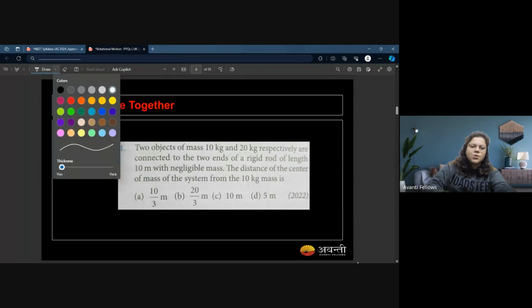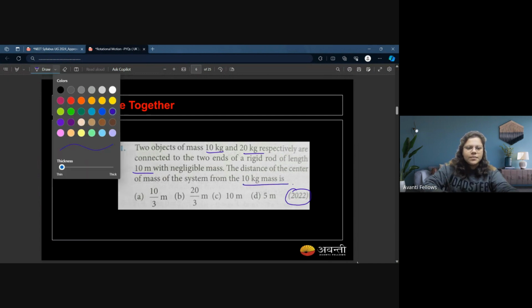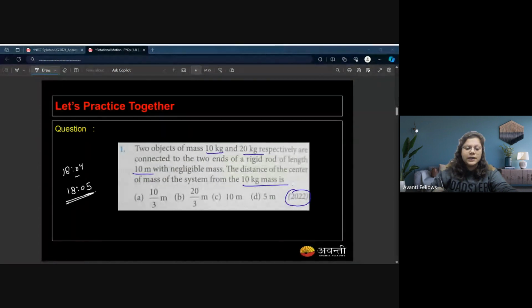These are your PYQs. It is from 2022 and the question goes like this. Two objects of mass 10 kg and 20 kg respectively are connected to the two ends of a rigid rod of length 10 meter with negligible mass. They gave you this condition that the rod has negligible mass. The distance of the center of mass of the system from the 10 kg mass would be? Okay? So you will have 1 minute to solve this question. It's 18:04 right now. Kindly give me the answers on the poll. Within a minute, I'm going to launch a poll.